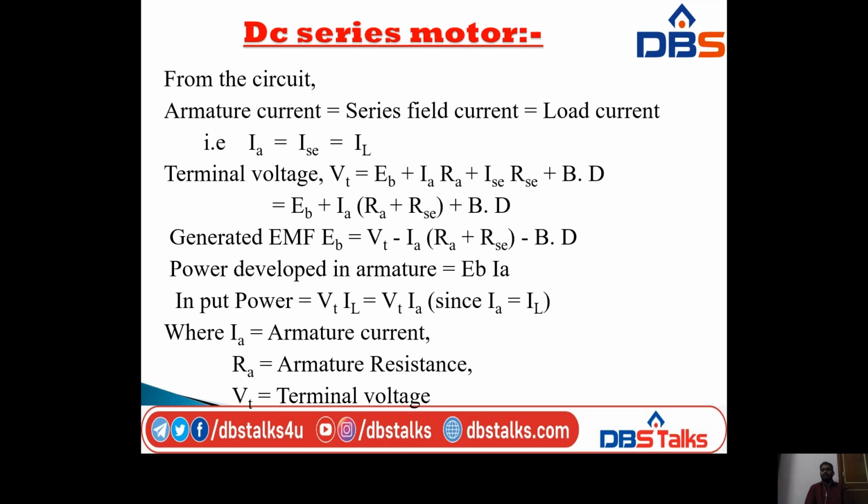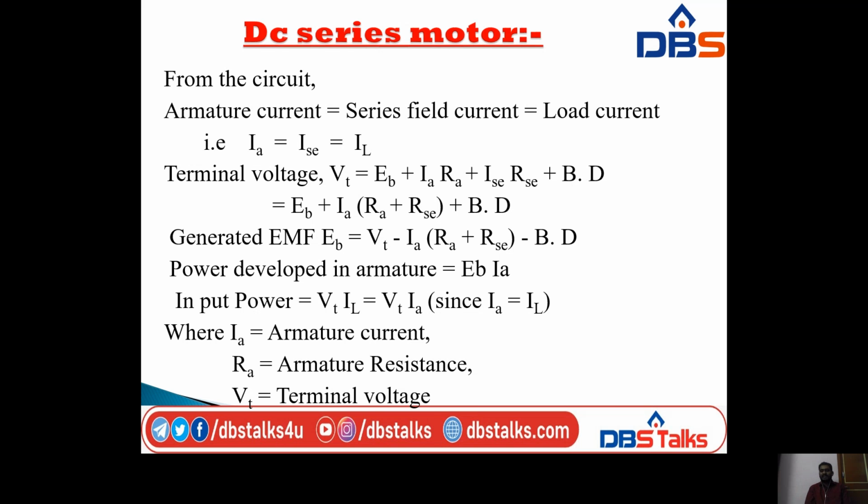So from this one I am writing Eb plus Ia into, actually from the series motor diagram we write Ia is equal to Isc. So here I am substituting Isc with Ia, and taking Ia common. I am writing Vt is equal to Eb plus Ia of (Ra plus Rsc) plus Bd, the brush contact drop. And from the terminal voltage equation, the generated EMF or back EMF Eb is equal to Vt minus Ia of (Ra plus Rsc) minus the brush contact drop.